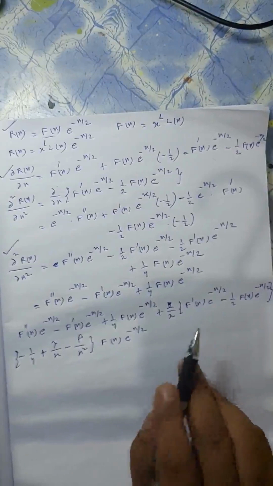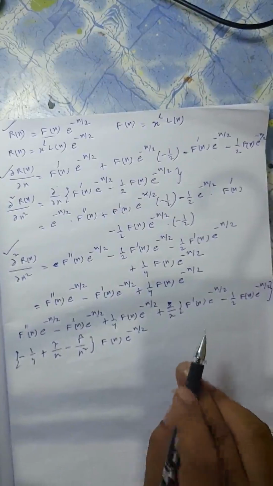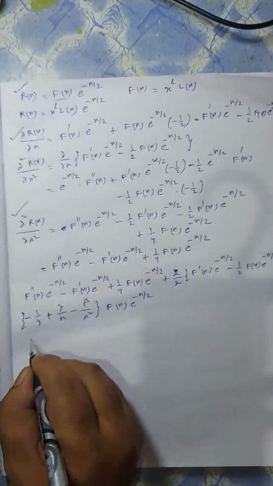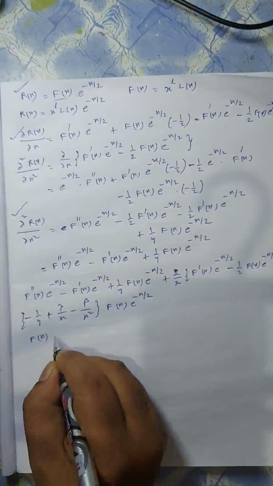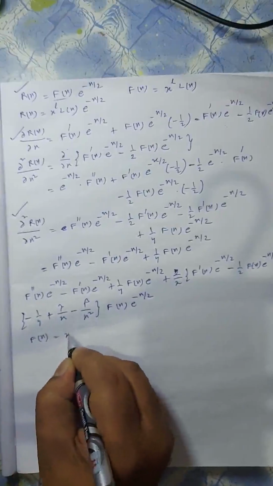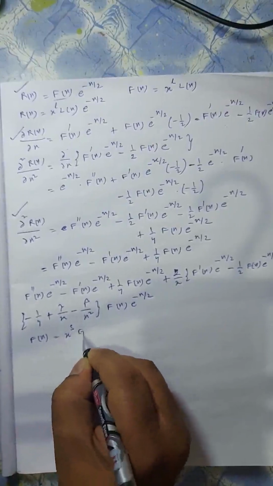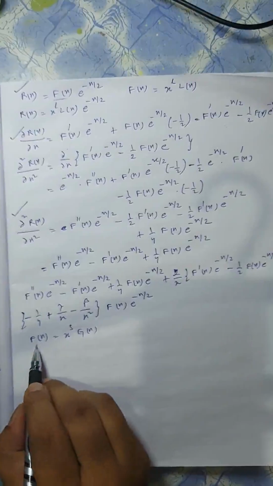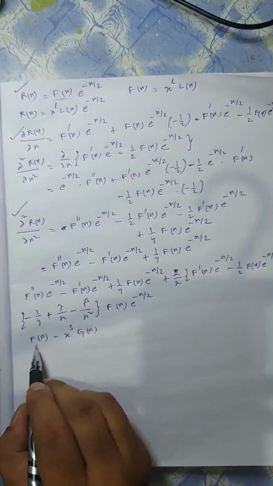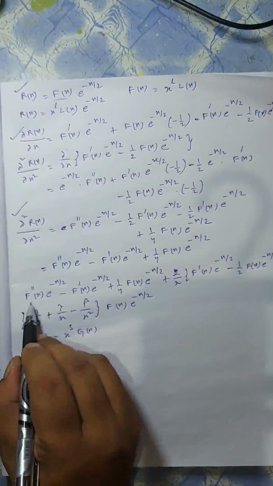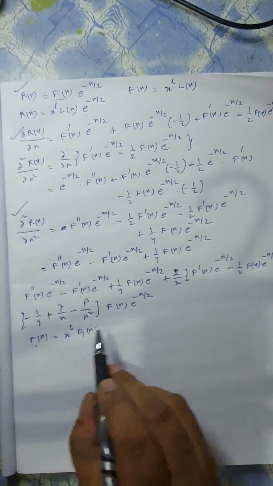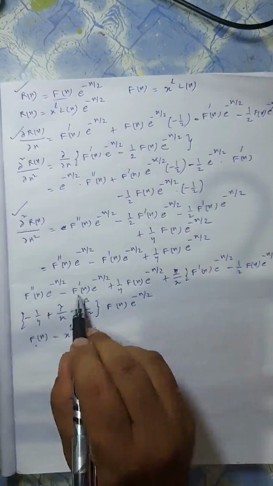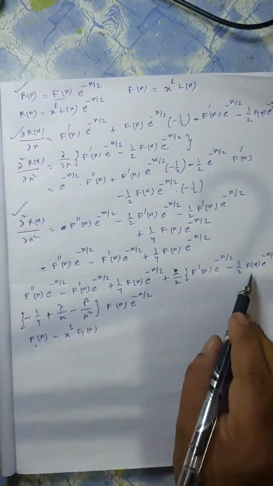Simplifying this, same process we have to do, and then we have to see that f(x) is equal to x to the power s g(x). We have to take the first derivative and the second derivative. After getting the second derivative, put this value here. After getting the first derivative, put this value wherever the first derivative appears, and the f(x) value here.